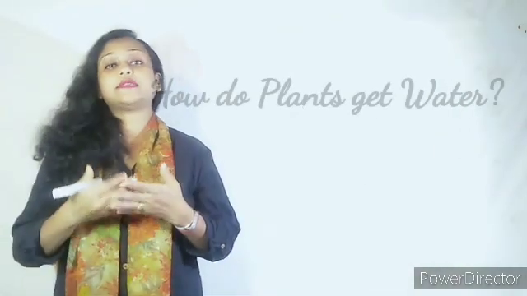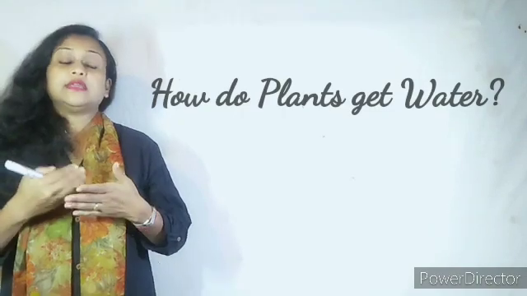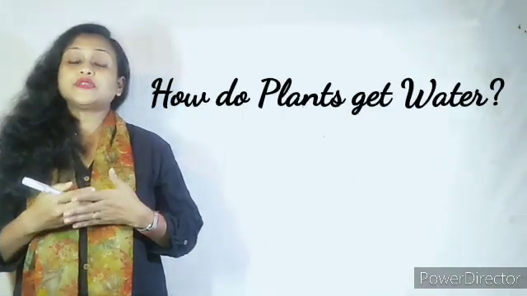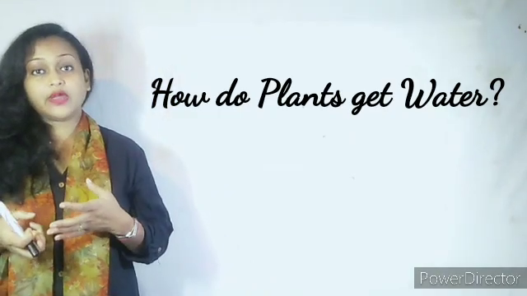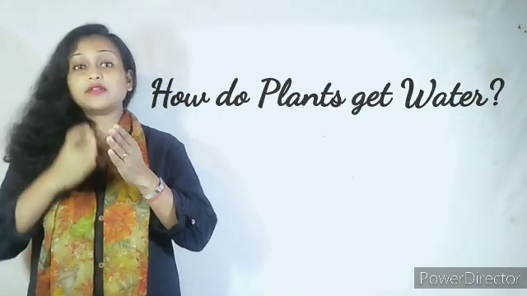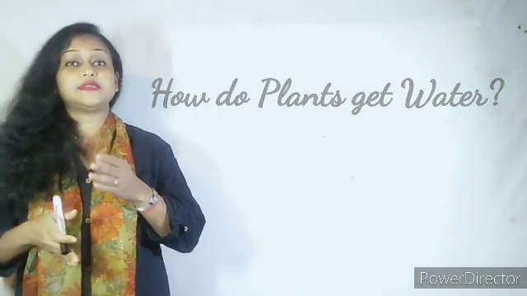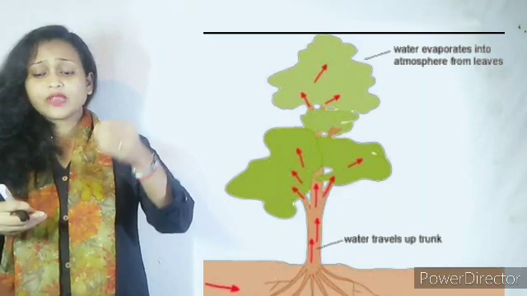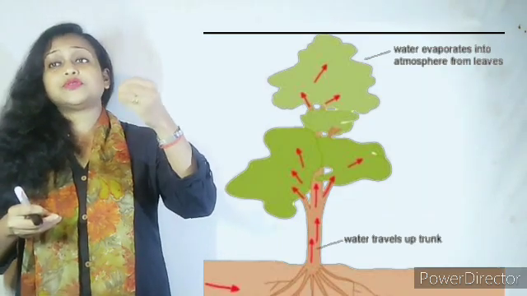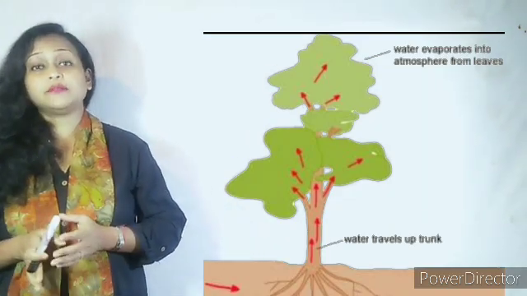Now, where do the plants get water from? Yes, it is the roots that absorb water from the soil, and there is a channel of narrow tubes inside the plants. So through these narrow tubes, the water is carried from the roots to the different parts of the plant.